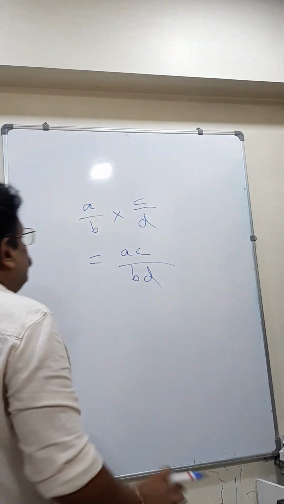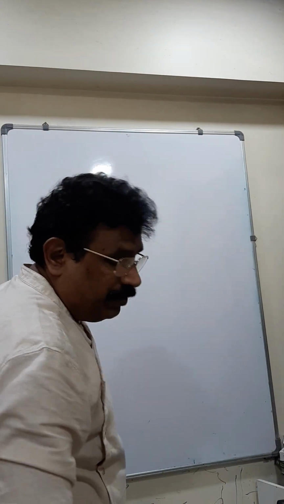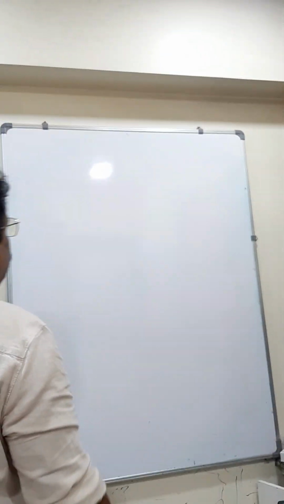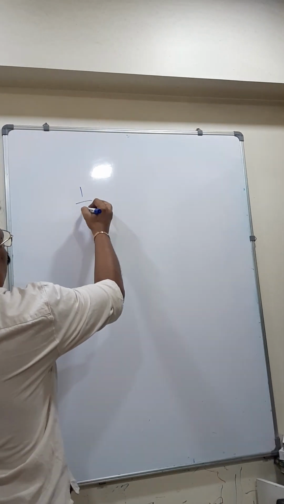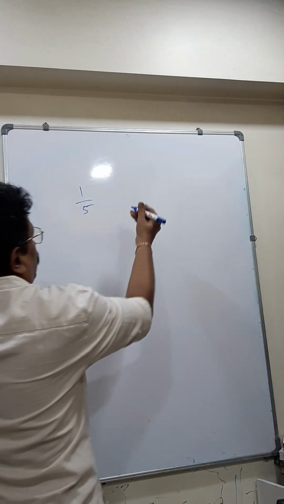Okay. So before we go to division, we will learn one concept called reciprocal. For example, you have 1 by 5. Reciprocal of 1 by 5 is 5 by 1.